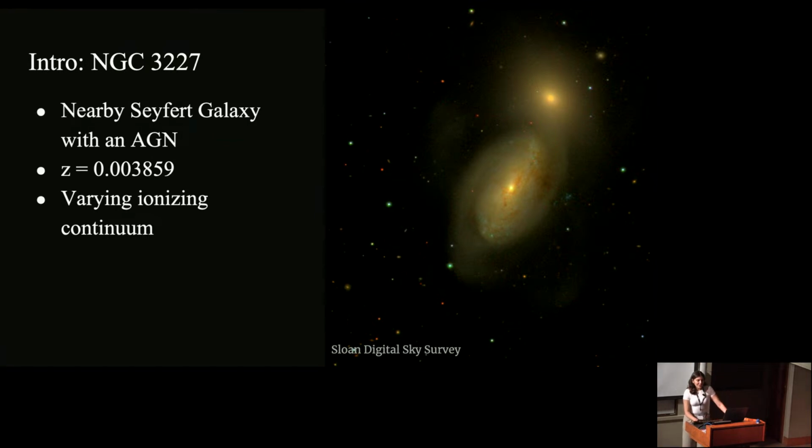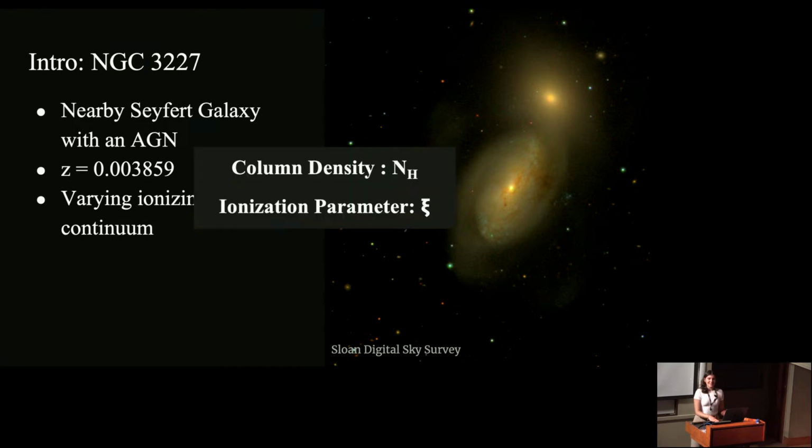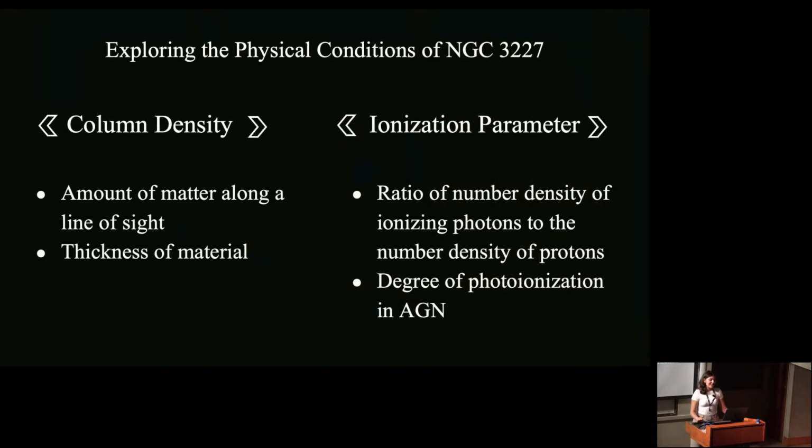Okay, so in order to understand a little bit more about what makes up the AGN that is found inside this galaxy, I will be focusing on two things: column density and an ionization parameter. The column density is the amount of matter along a line of sight. So you can think of it as the thickness of the material that surrounds that AGN. As for the ionization parameter, it is the ratio of the number density of ionizing photons to the number density of protons. So you can think of it as the degree of photoionization in the AGN.